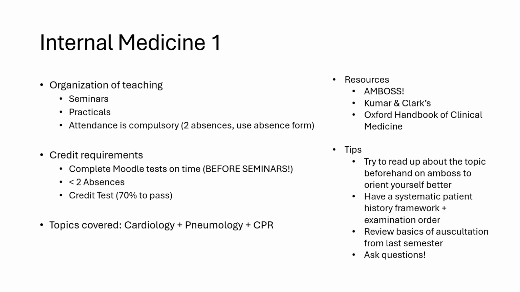Another thing I wanted to note is the credit test is 70% to pass, but if you complete the Moodle tests on time, they did mention on SIS and on Moodle that there is a 10% bonus, so that would mean you would also pass even if you got 60%. But I don't know if that's still the case. So you should email the secretary and confirm things like that.